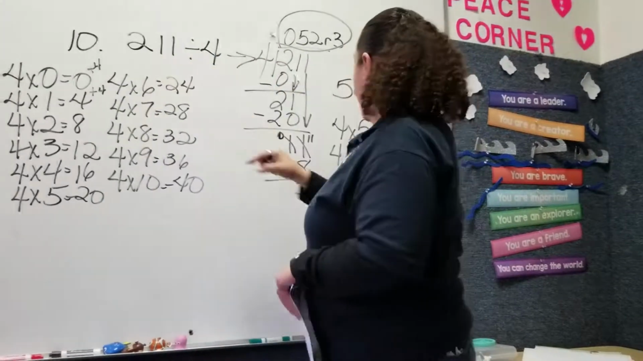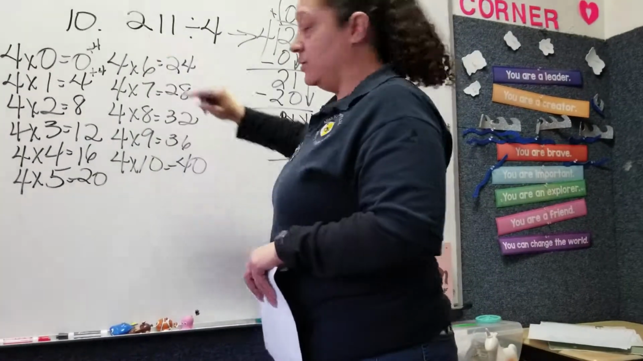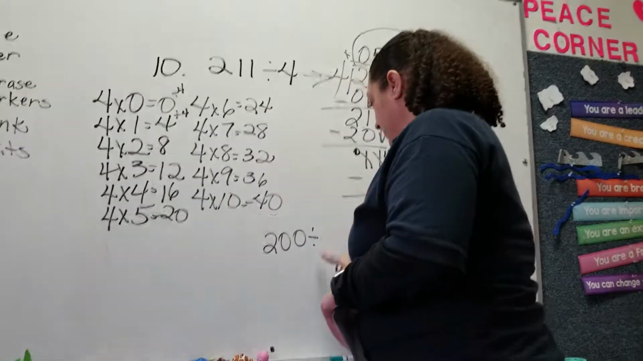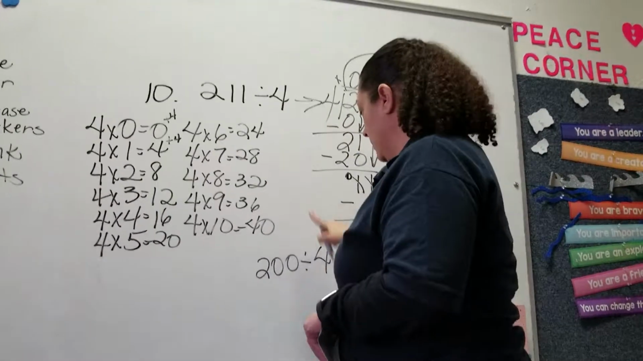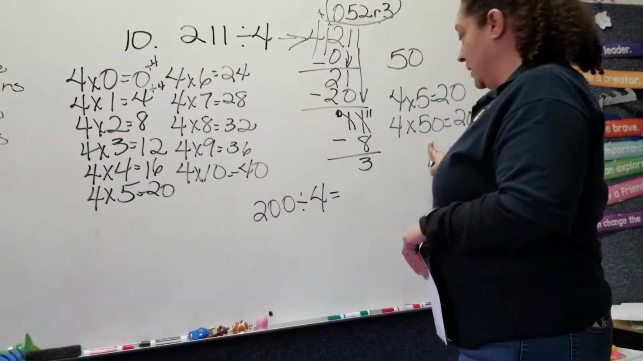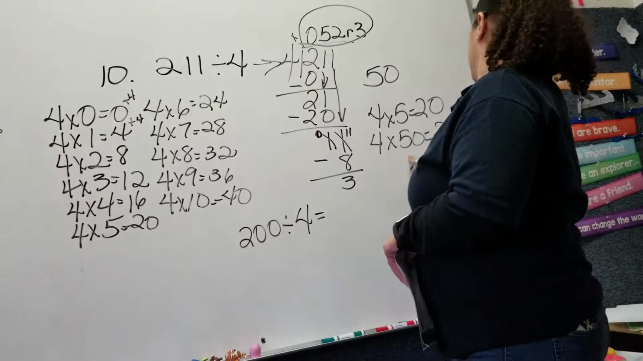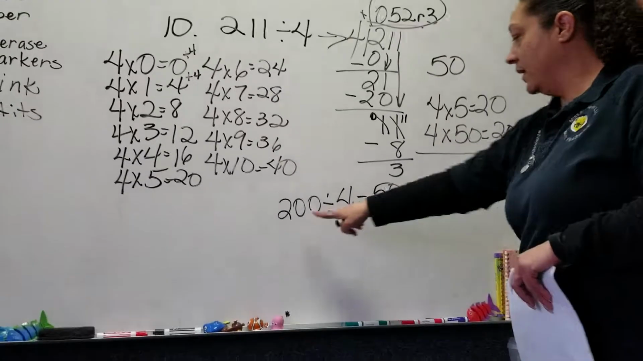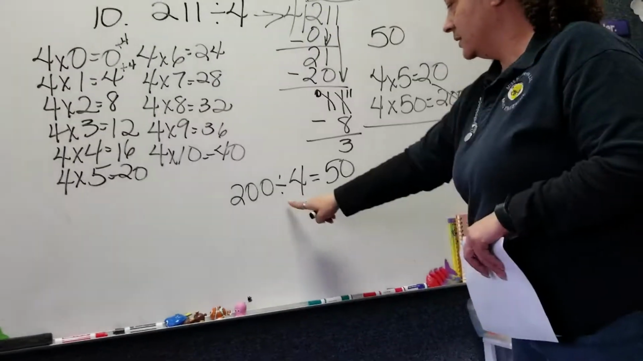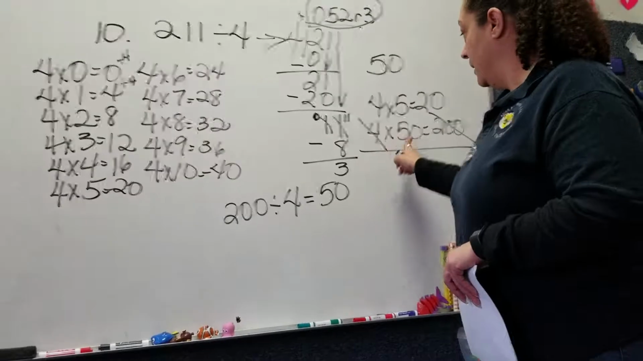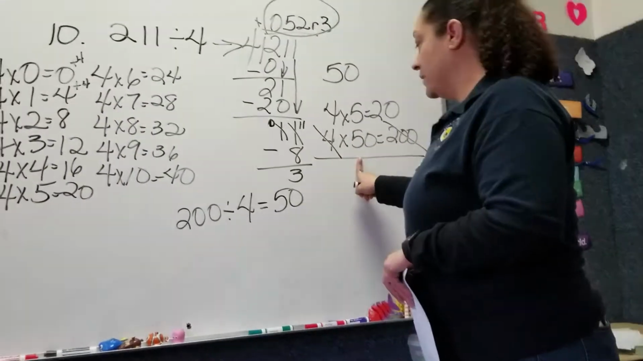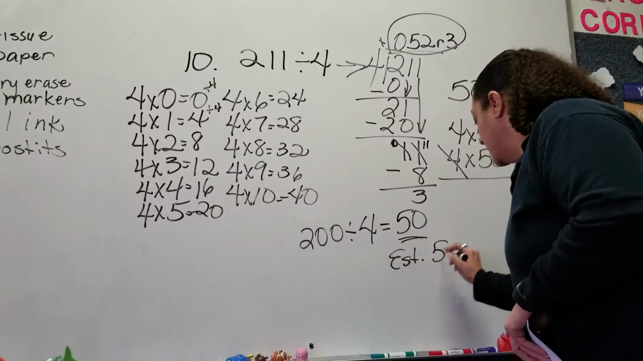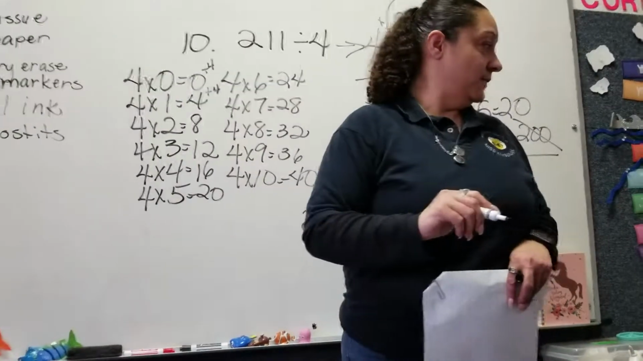So we rewrite the problem. We use 200 instead of 211 now. So we have 200 divided by 4 is what? 50. And you're using these numbers here. You have 200 divided by 4. And it leaves you with 50. That's the only number that you didn't use. So that is it. And 50 is your estimated number. Got it? All right, we're done.